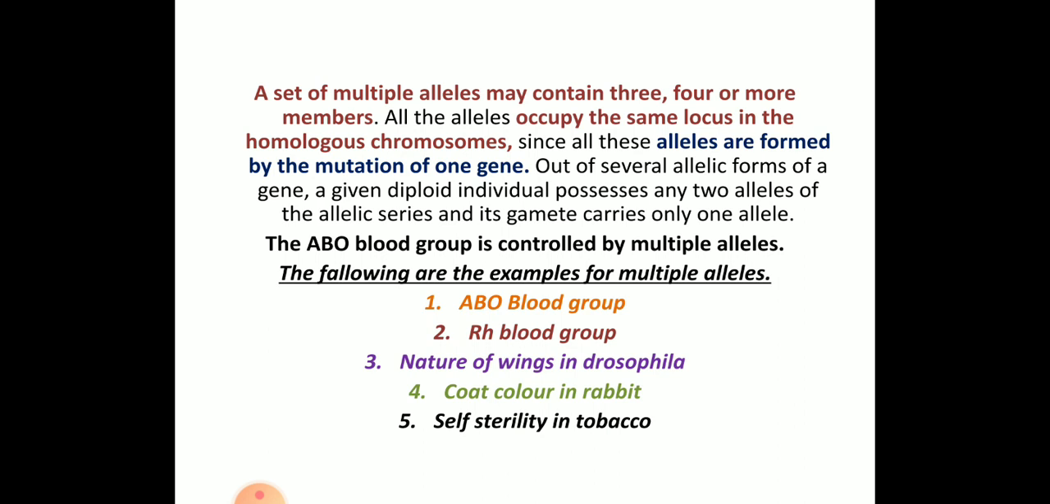For example, you can see ABO blood groupings in humans are controlled by multiple alleles. We all know that humans have different types of blood groups: A, B, O, AB. The following examples are controlled by multiple alleles: blood groups, that is ABO, Rh blood group, the wing of Drosophila, coat color in rabbits and self-sterility in tobacco. These are the examples which explain multiple alleles.